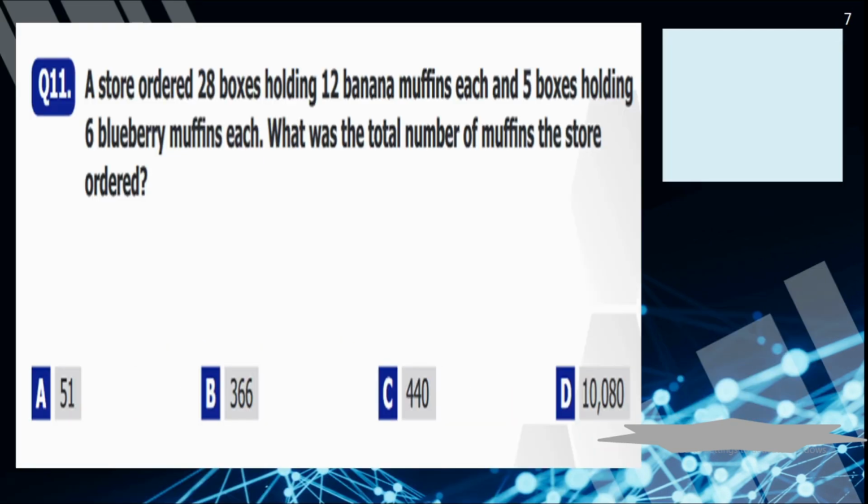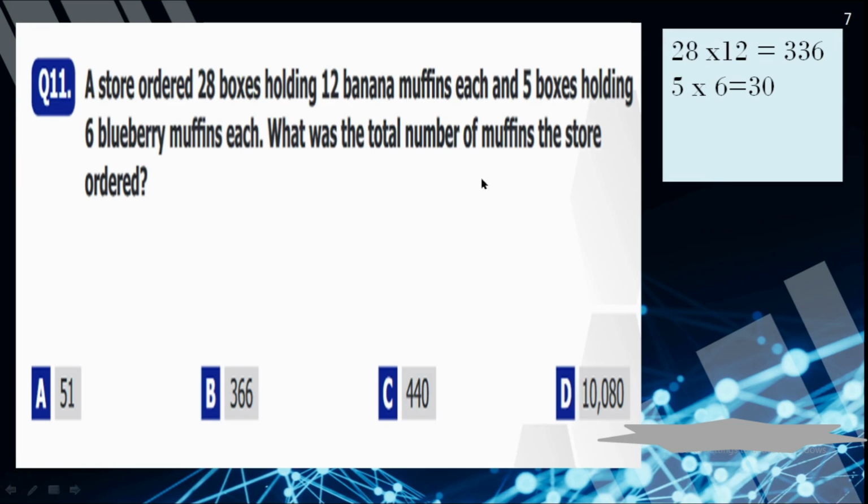Question number 11. The store ordered 28 boxes holding 12 banana muffins each and 5 boxes holding 6 blueberry muffins each. What is the total number of muffins the store ordered? So let's find out the number of banana muffins. 28 multiplied by 12, that is equal to 336. And now 5 boxes of 6 blueberry muffins each. So 5 sixes are 30.